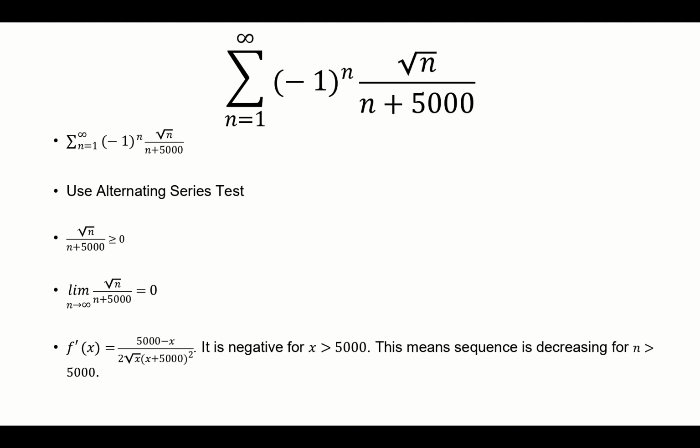And then lastly, we want to show that this is decreasing. So if we define f of x to be the square root of x over x plus 5000, the derivative is 5000 minus x all over 2 square root of x times (x plus 5000) quantity squared. The denominator is always going to be positive for positive values of x, so we just have to focus on the numerator. And when we set the numerator less than 0, we see that x has to be greater than 5000. So the derivative is negative for x being greater than 5000, which means the sequence is decreasing for n greater than 5000.